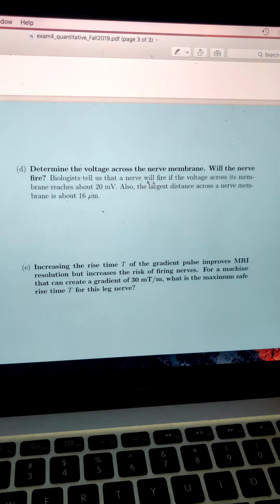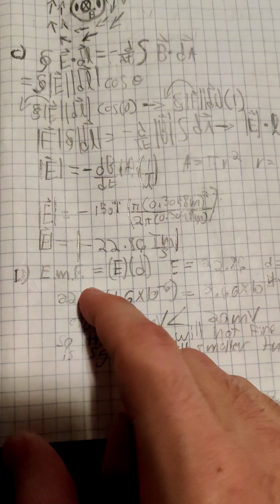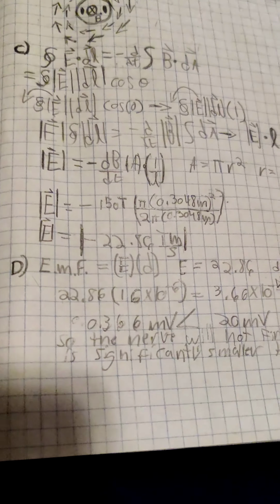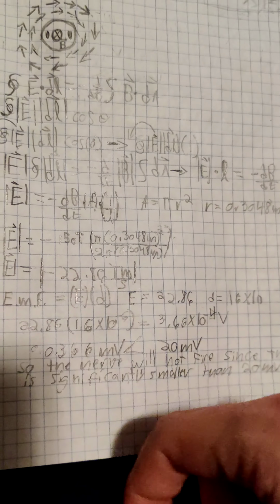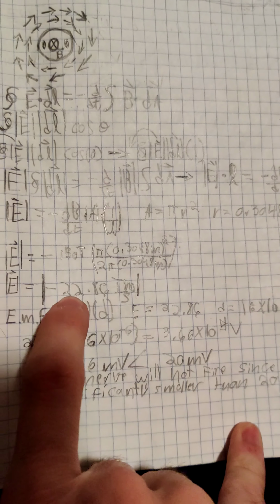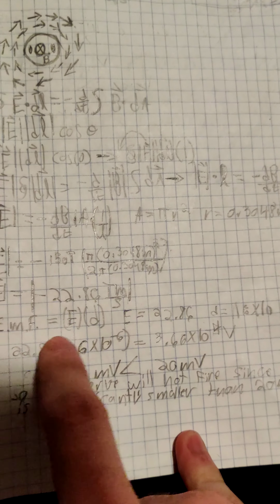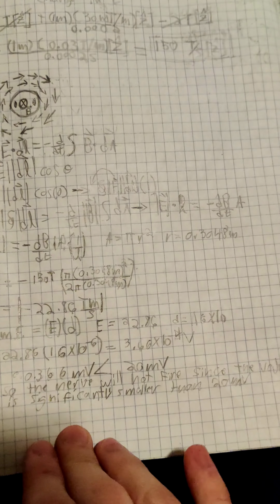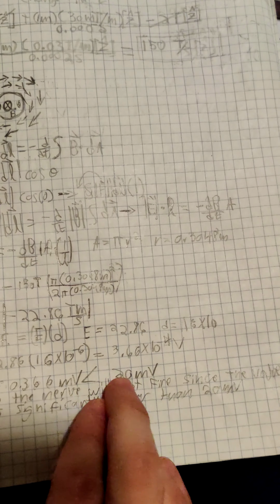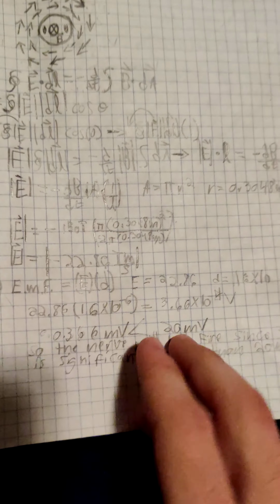Right, for part D, we need to determine the voltage across the nerve membrane, and for that I used the EMF formula, which is also voltage, which is E times the distance that we're given and the electric field that I just found a while ago on part C, and so I just multiply them together, and so the nerve will not fire since it is significantly smaller than 20 mV.